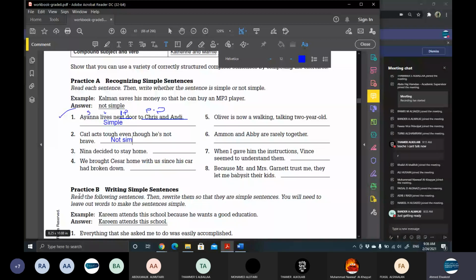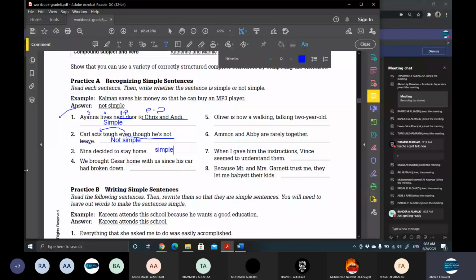Why, Muhammad? Because it's complex, and even though is a conjunction. So even though he's not brave, this identifies how he acts. So it's an adverbial clause, meaning that I have 2 clauses: an independent and a dependent. So the sentence is not simple. Okay, number 3, Otebi. Nina decided to stay home. Simple or not simple? Simple.